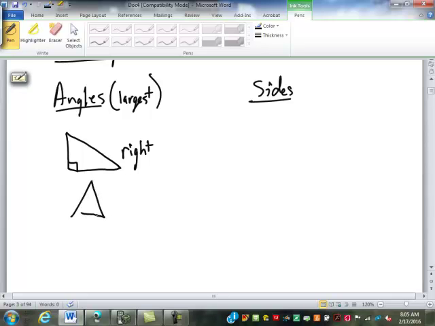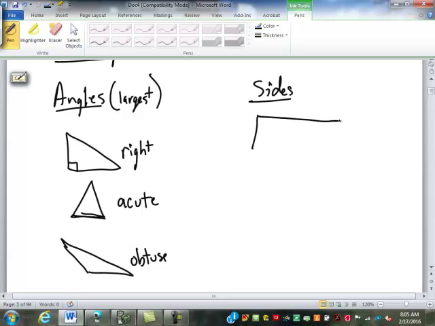We have a triangle like this. Are any of those angles bigger than 90 degrees? No. So its largest angle is acute. That's an acute triangle. We have a triangle like this, where its largest angle is obtuse. That is an obtuse triangle. Fairly simple. If we're classifying by its sides, we're going to have something like this.